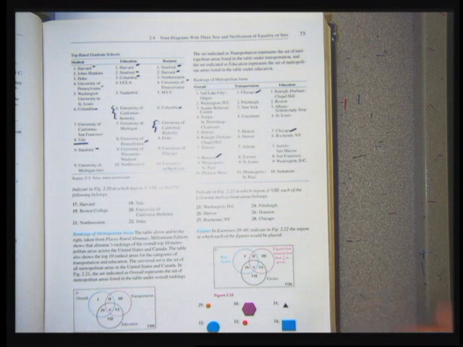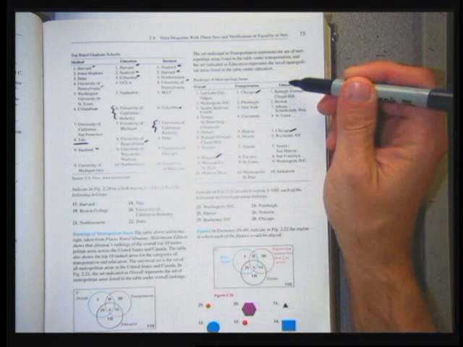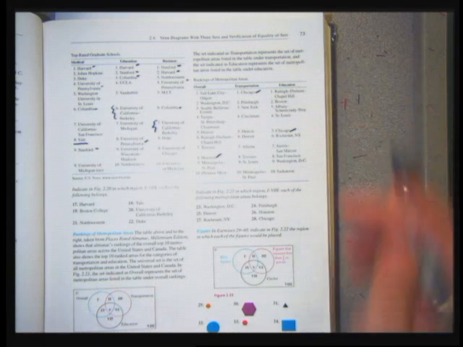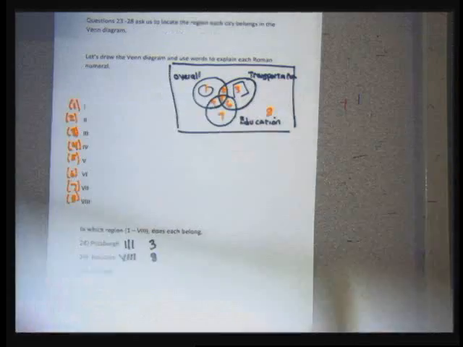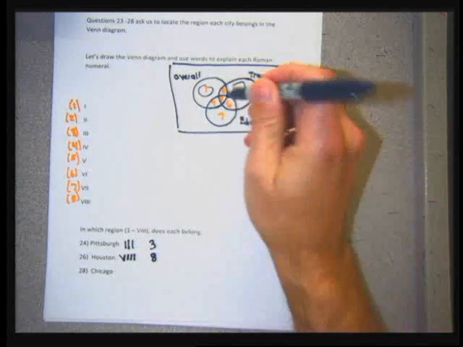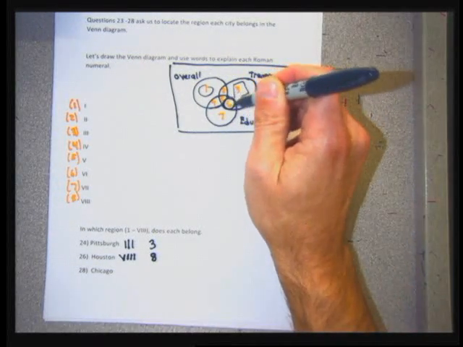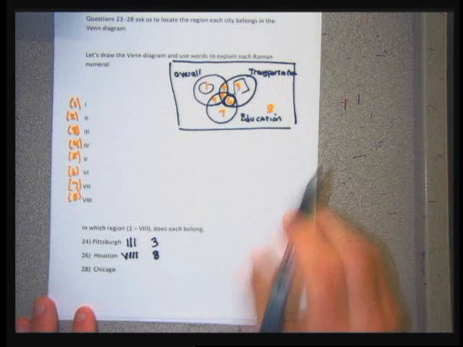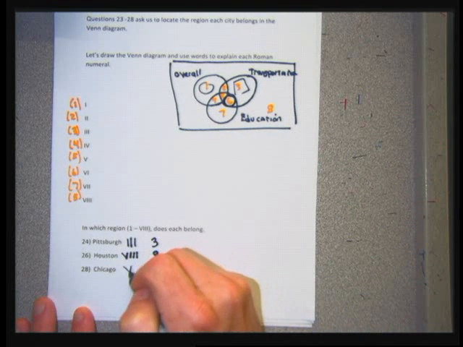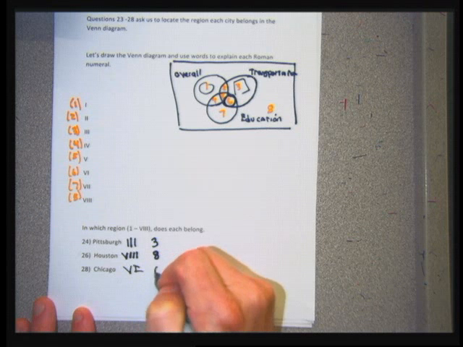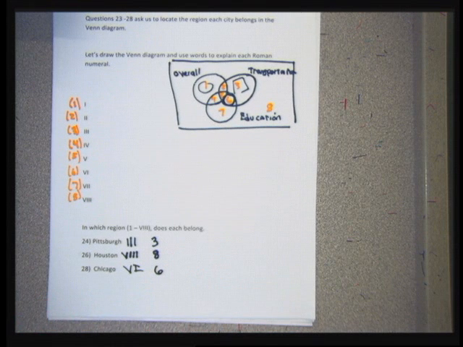So I'm going to try to find the region on the graph where the transportation and the education circles overlap, but not where the overall circles fit. And that would be this region 6 right there. That region 6, the transportation and the education circles overlap, and they're not in part of the overall circle. So I could write VI, or just the number 6. So that's that problem. Maybe you could do the odd problems that are right next to it, since you have the picture in front of you.